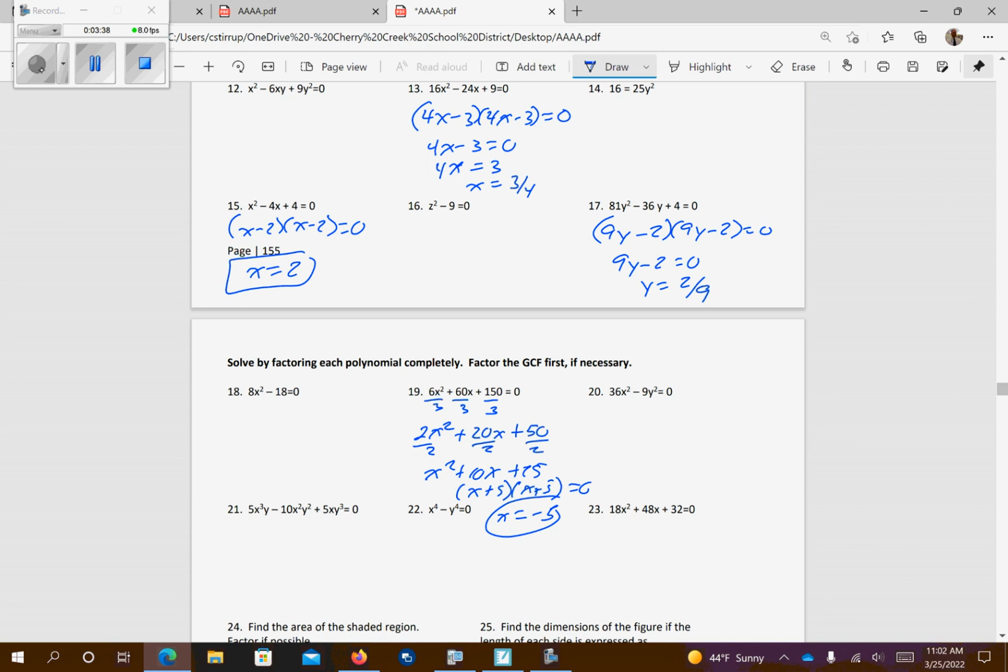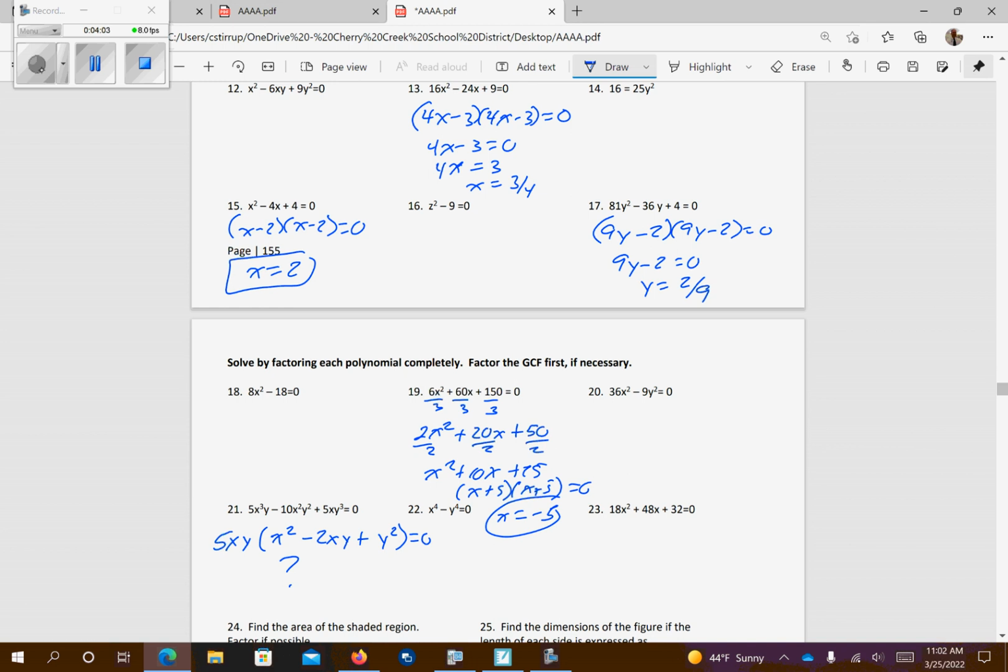21, let's see. I can factor out a 5 and an x and a y, and that's going to leave me x squared minus 2xy plus y squared. Ooh, yikes. You might want to ask about that one in class, see how your teacher wants you to solve that.